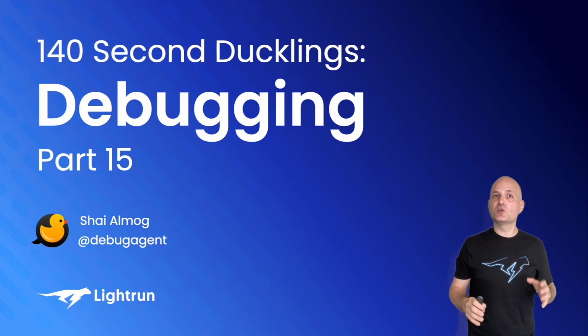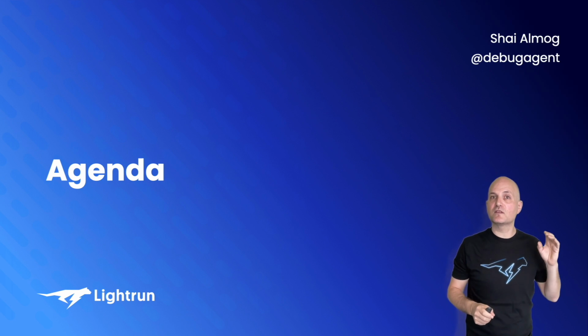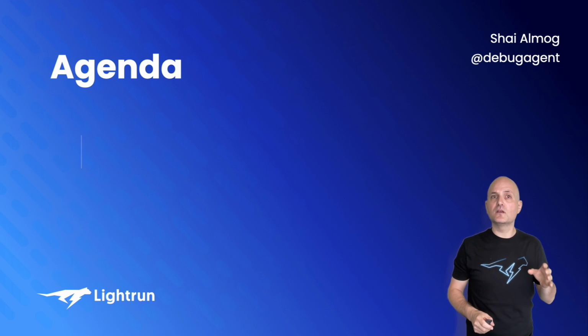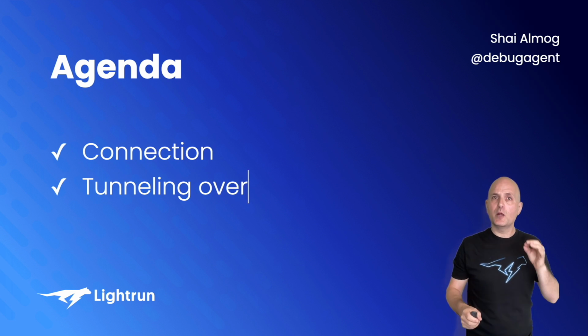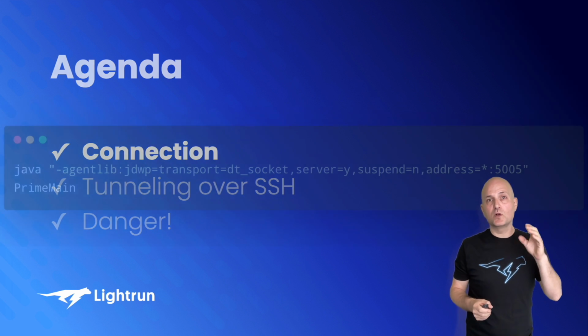Today we'll discuss simple JDWP remote debugging, which is useful for debugging some cases. We'll discuss how you can connect to a remote server and also how you can slightly improve the security. We will then dig into the inherent flaws of JDWP and why you shouldn't use it in production or even staging. First, we need to run the process we'll connect to remotely.